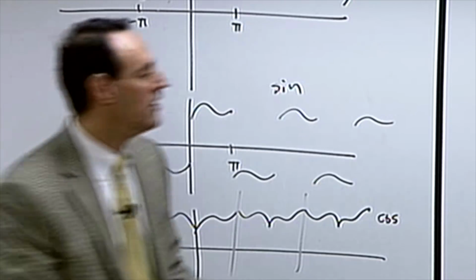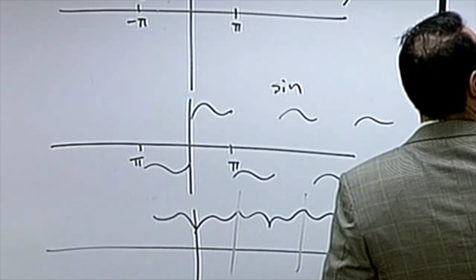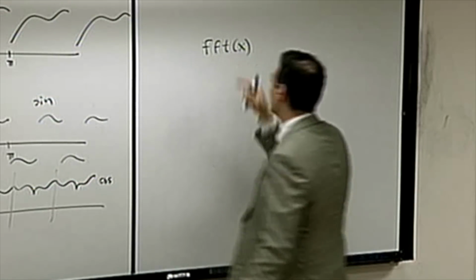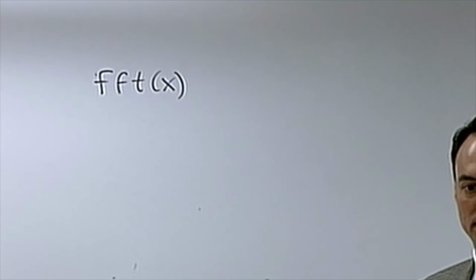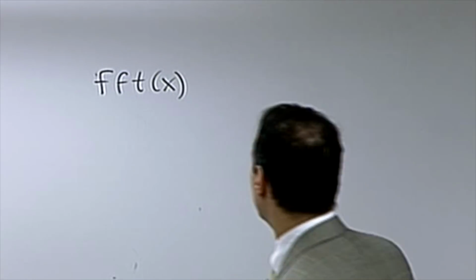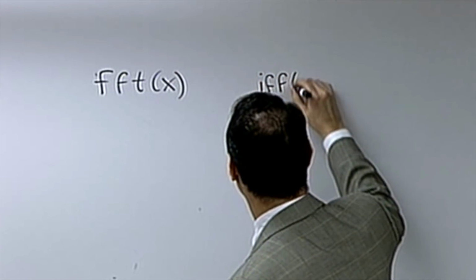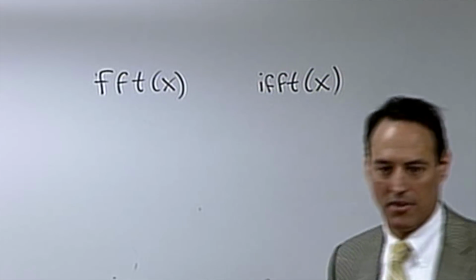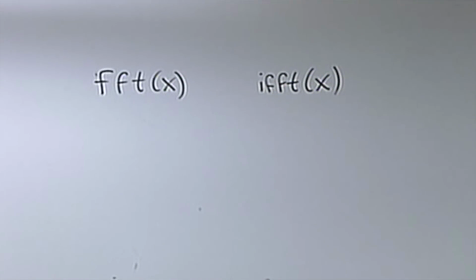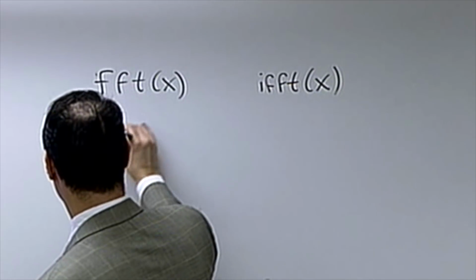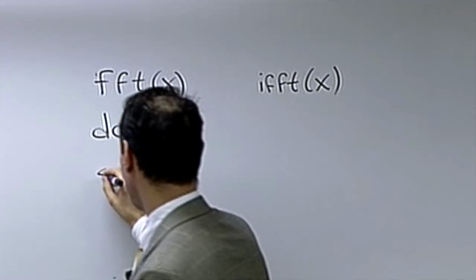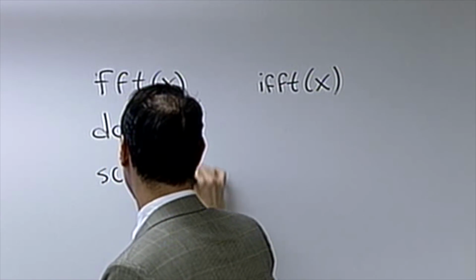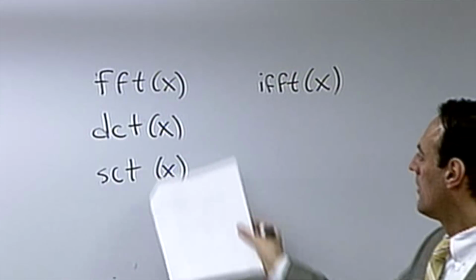Okay. Here's some commands to know. In MATLAB, FFT of x takes a vector x and Fourier transforms it. That's all you've got to do. The inverse Fourier transform is IFFT. There's a discrete cosine transform, DCT. And the sine transform, DST.